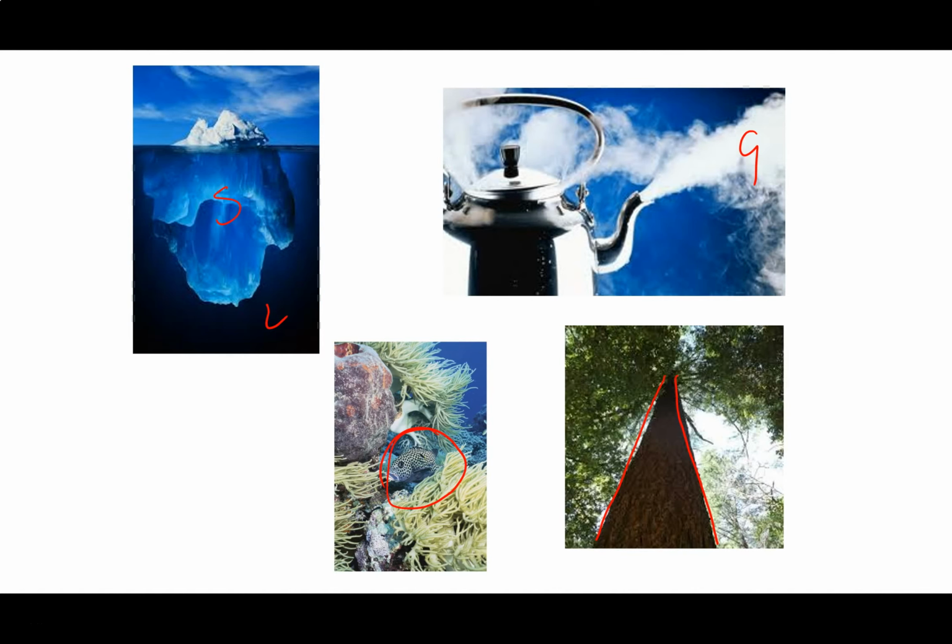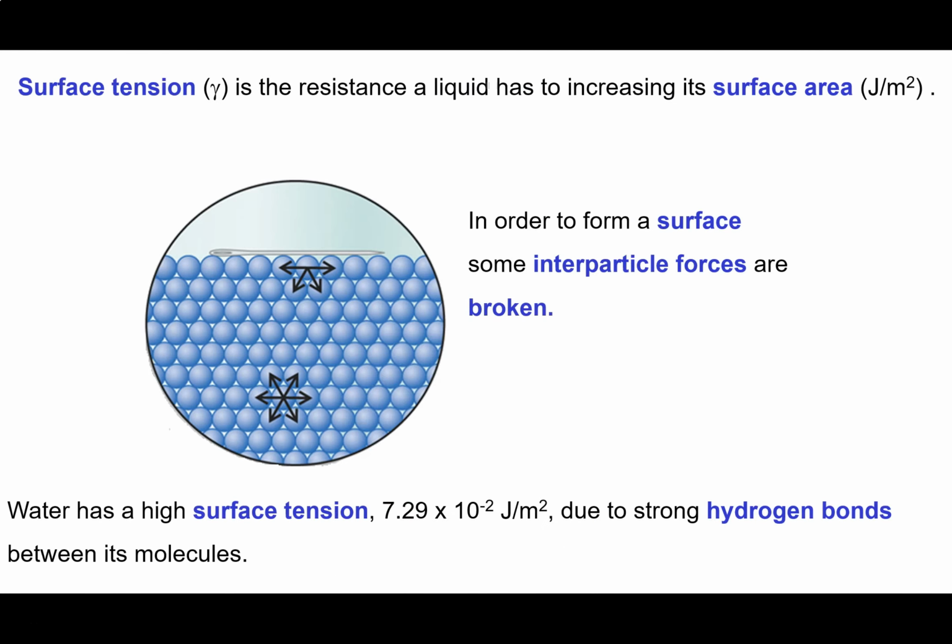So there are lots of interesting things about liquids that it would be nice to be able to understand, and it seems that they're probably related to intermolecular forces in one way or another. One of the first manifestations of intermolecular forces that we're going to look at is the idea of surface tension. It is given the Greek letter gamma, and that's the resistance that a liquid has to increasing its surface area. And it's given in terms of the energy required to produce 1 meter squared of surface area.